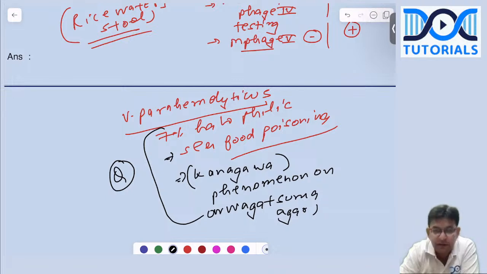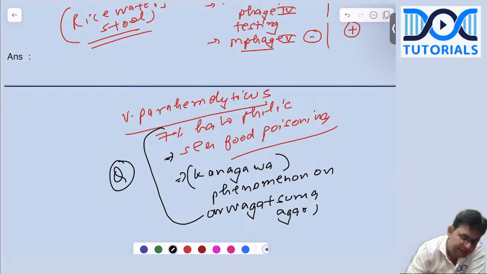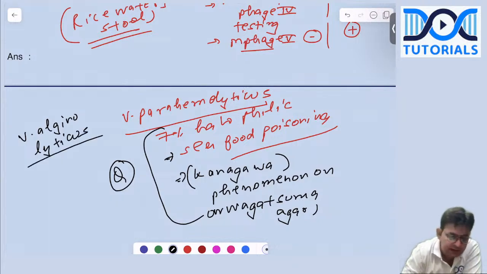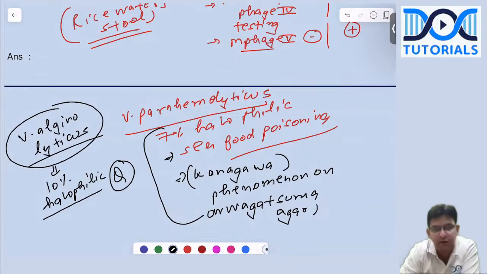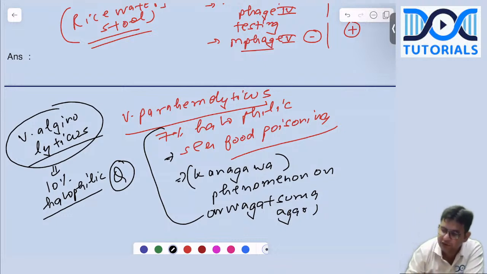And if somebody asks you which one is the maximum halophilic here, it is Vibrio alginolyticus. This particular question was also asked in the exam. It is 10% halophilic, and there is one which is 8%, Vibrio vulnificus, which associates with what? Coral cut wound infections. Very right.